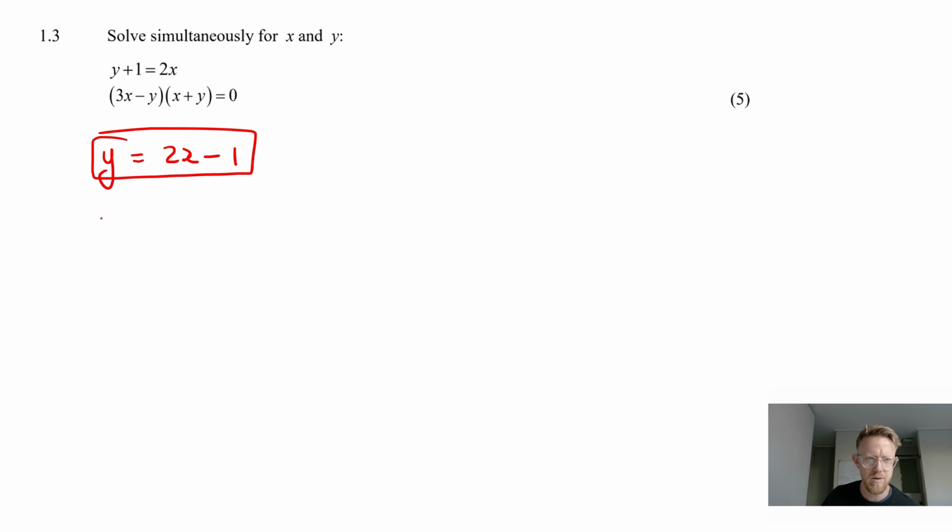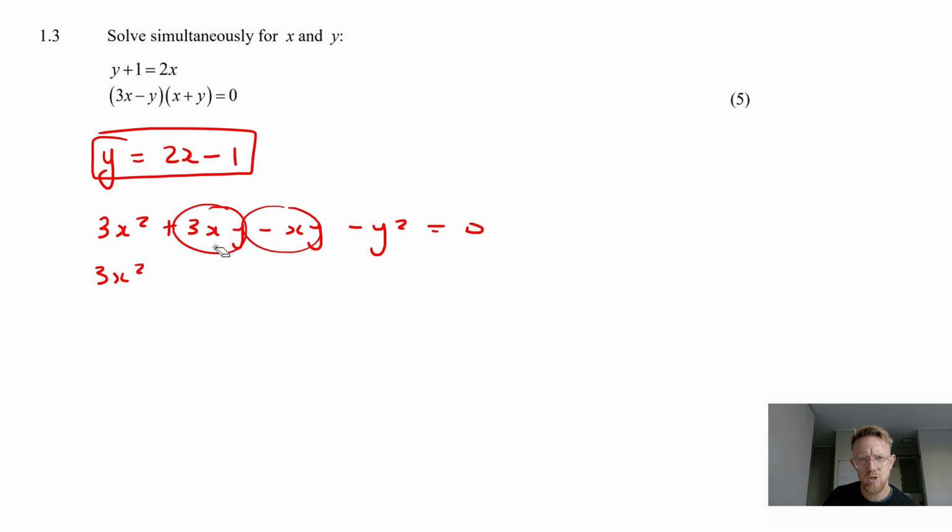So let's first multiply that together. If you had to multiply this together, you're going to get 3x squared plus 3xy minus xy minus y squared. And then I'm just going to simplify a little bit. So 3x squared. This will become 2xy.